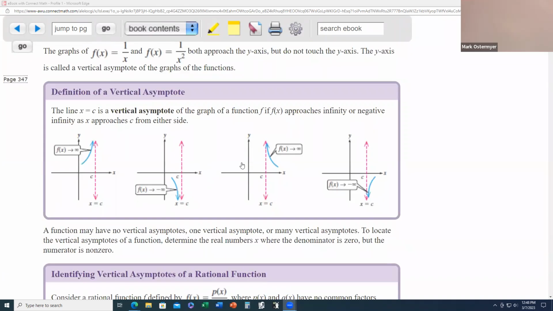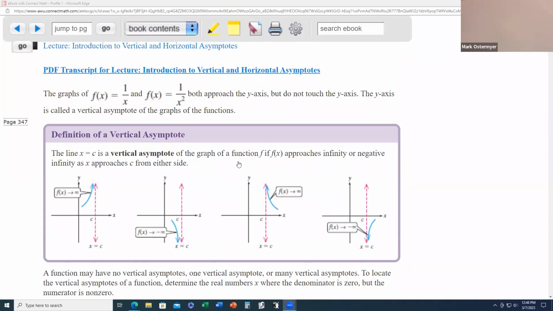All right, now we're going to define what a vertical asymptote is. We say that a vertical line represented by this vertical red dashed line is a vertical asymptote to the graph of a rational function if any one of these characteristics is true.